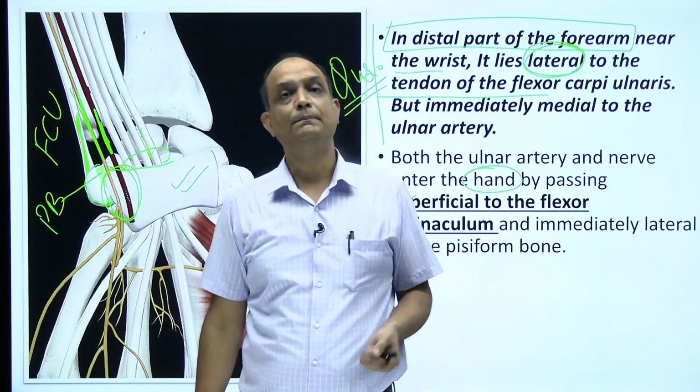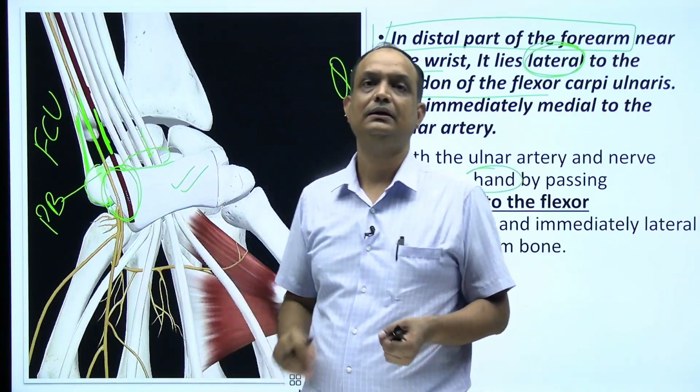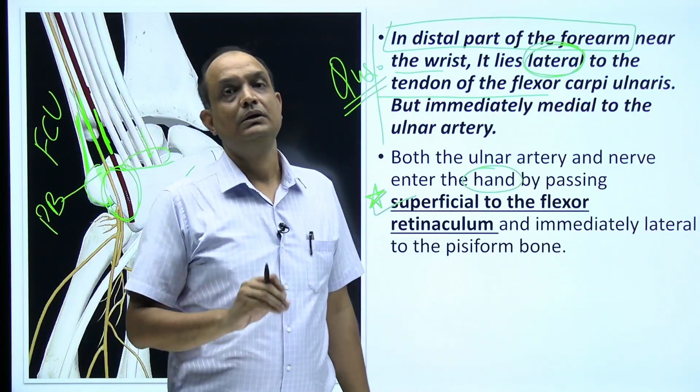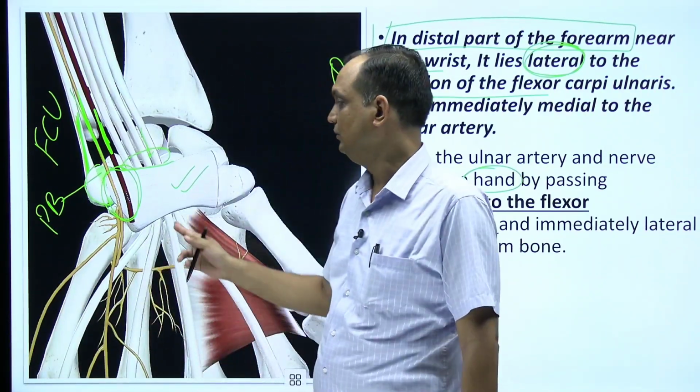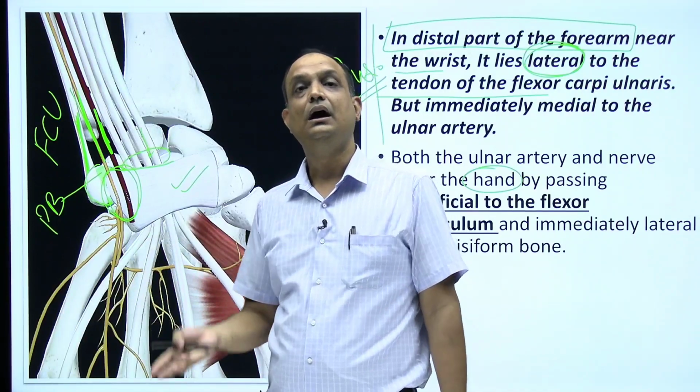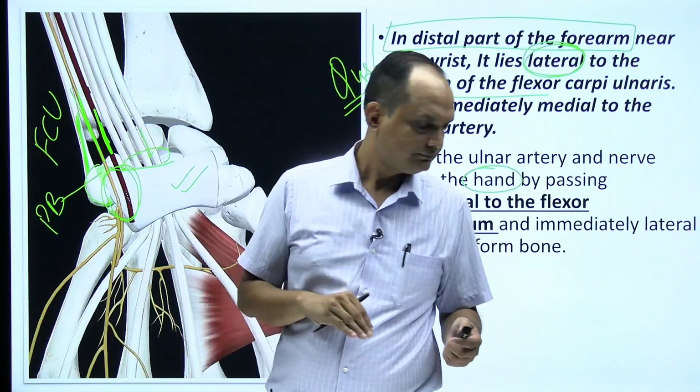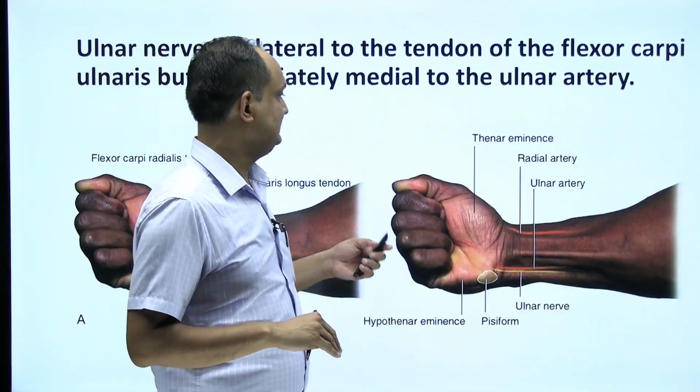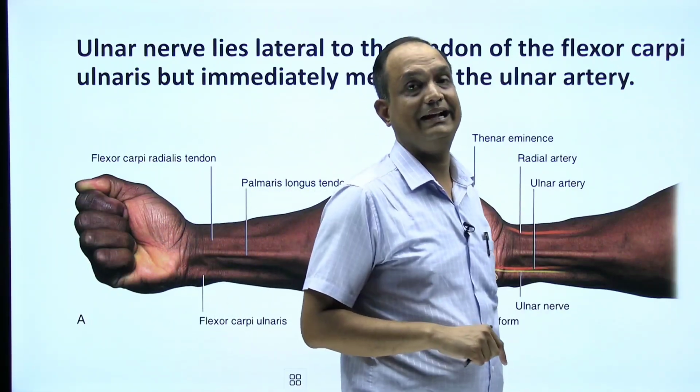So this is a very important concept to understand: carpal tunnel syndrome does not affect the ulnar nerve, because the ulnar nerve lies outside the tunnel. Clear? Now this is again a question for your exam.